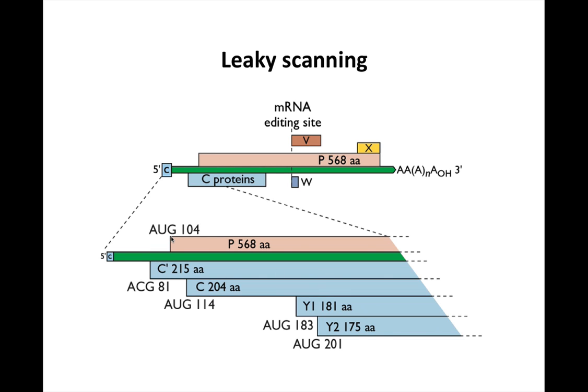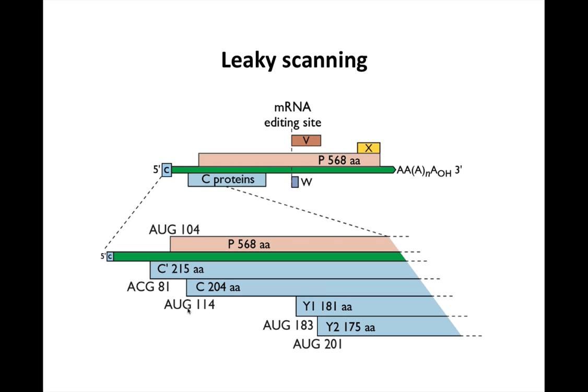They get to 104, where there is an AUG, and some of them initiate there and make a P protein, which is a different protein, different reading frame. But this is not a good sequence context, this AUG. The surrounding sequences of the AUG will influence translation initiation, and we call that the sequence context. And the context at this site isn't very good. So again, most of the ribosomes keep going.